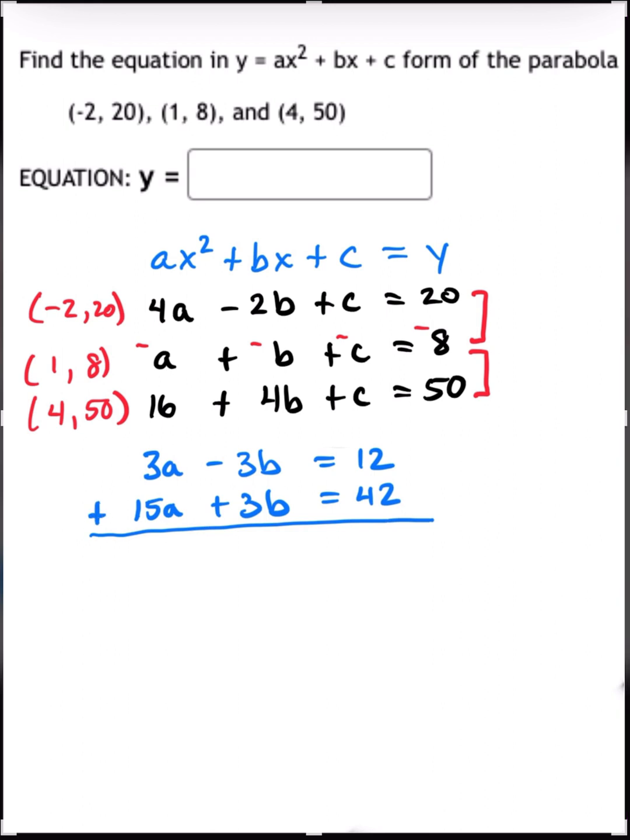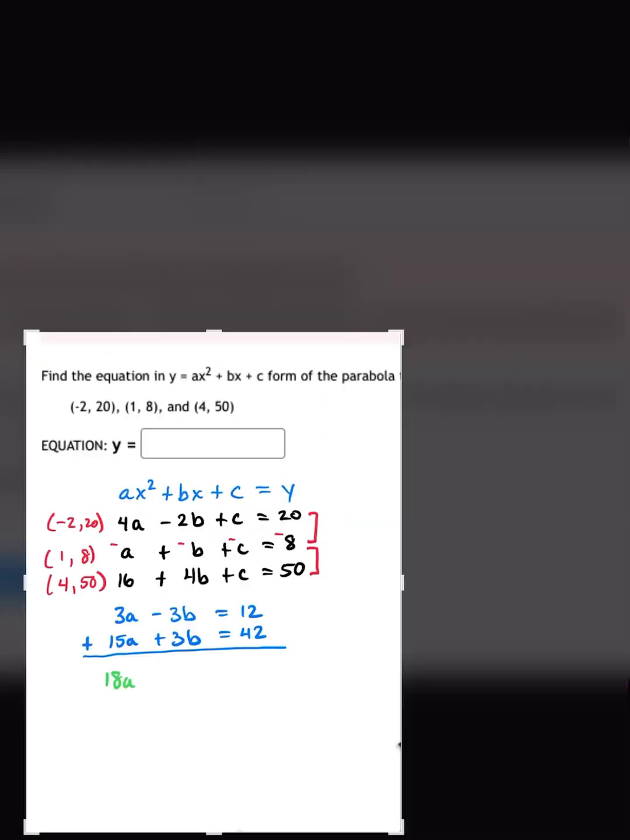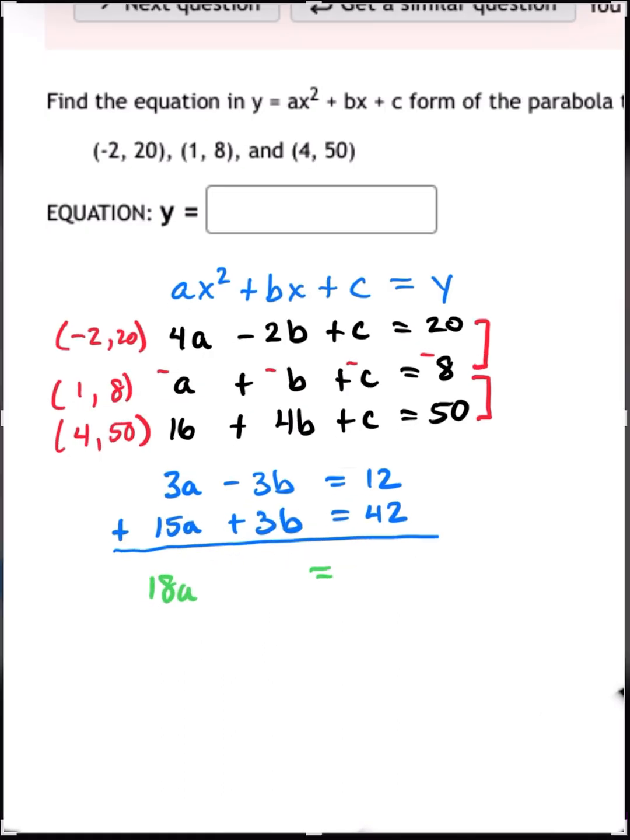The b's are going to drop out, and then I'm going to be left with a new equation that reads 18a equals 54. So we'll go 54 here next. And then from there, I'll notice I have to solve for a by dividing by 18 to both sides. And when I do that, a is going to end up equaling 3.